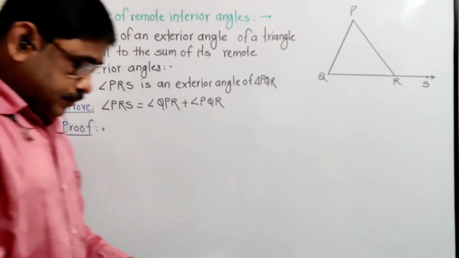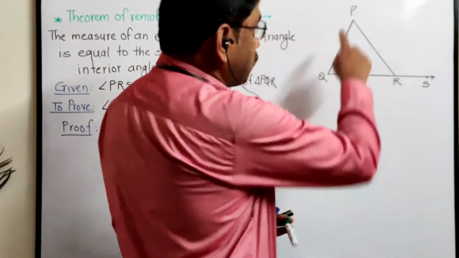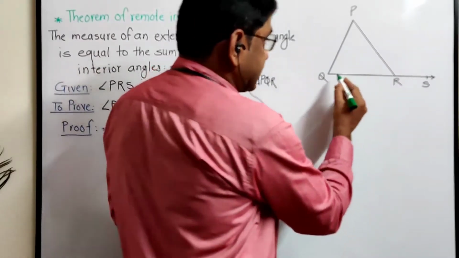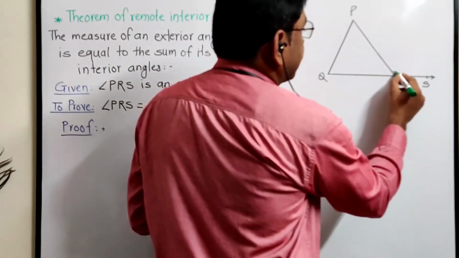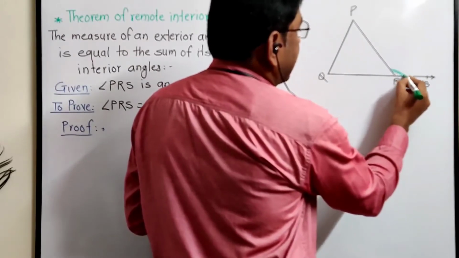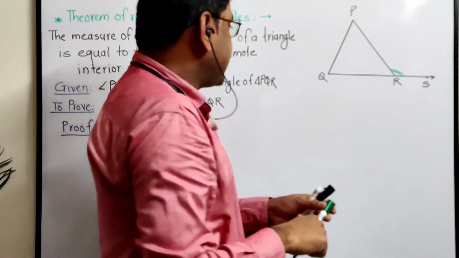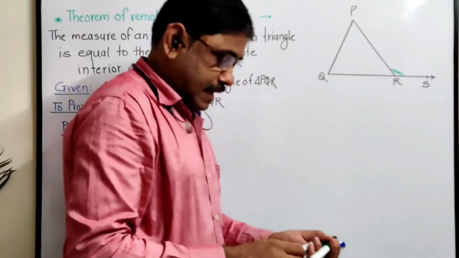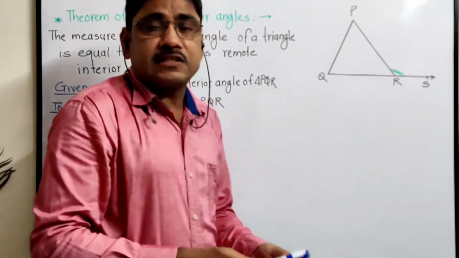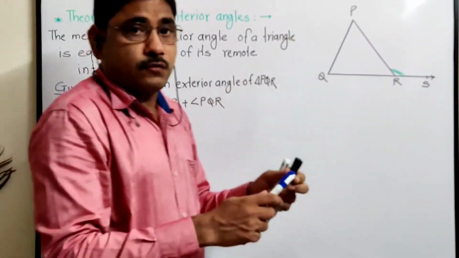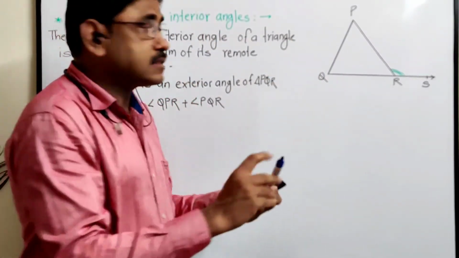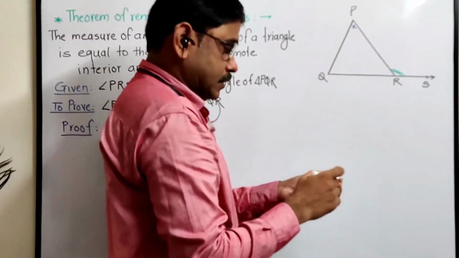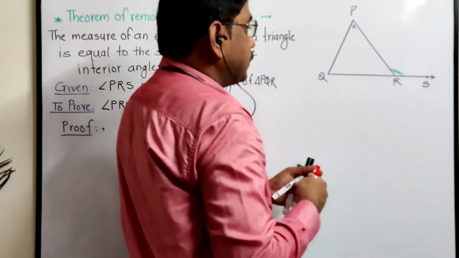So here first we draw the figure, triangle PQR. Now in this triangle PQR, if we extend this side QR, this one is angle PRS. We get PRS is an exterior angle of that triangle. Now for that exterior angle PRS, which are the remote interior angles? This P and this Q.